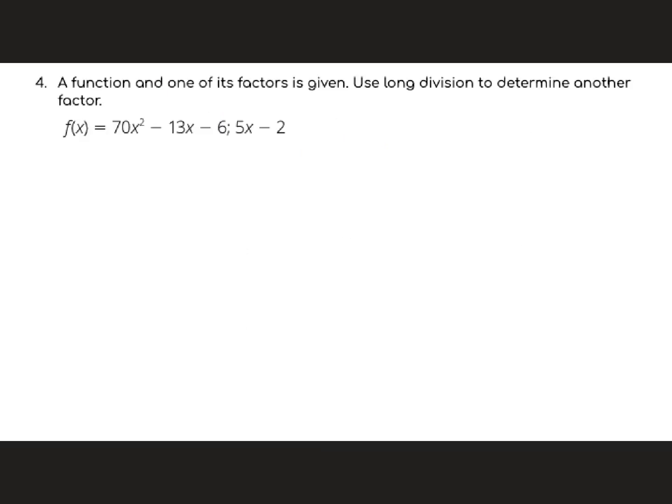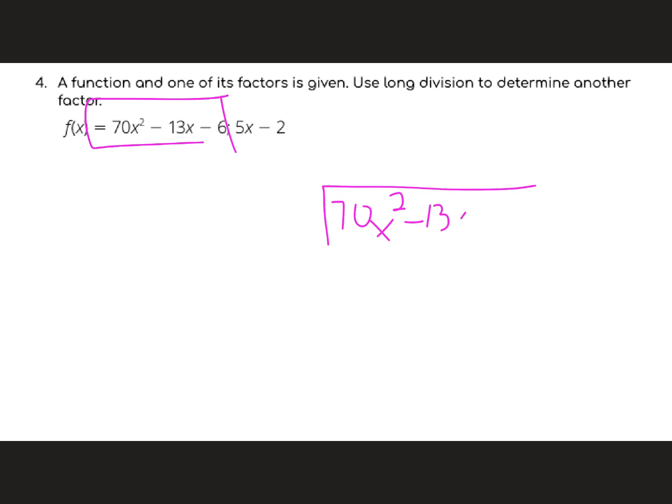A function and one of its factors is given. Use long division to determine the other. Okay. So this is the function. So this we have to put inside the division. And then the 5 minus x goes outside.